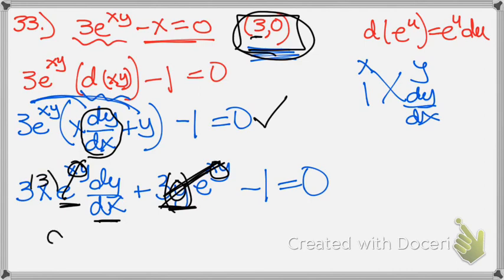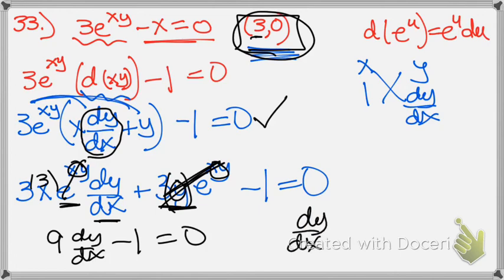And I'm going to get 9 dy dx minus 1 equals 0. That might be a lot easier to solve than trying to get the dy dx by itself. So now I can just solve for dy dx, add 1 and divide by 9. Add 1, divide by 9. 1/9. Okay, did that help?